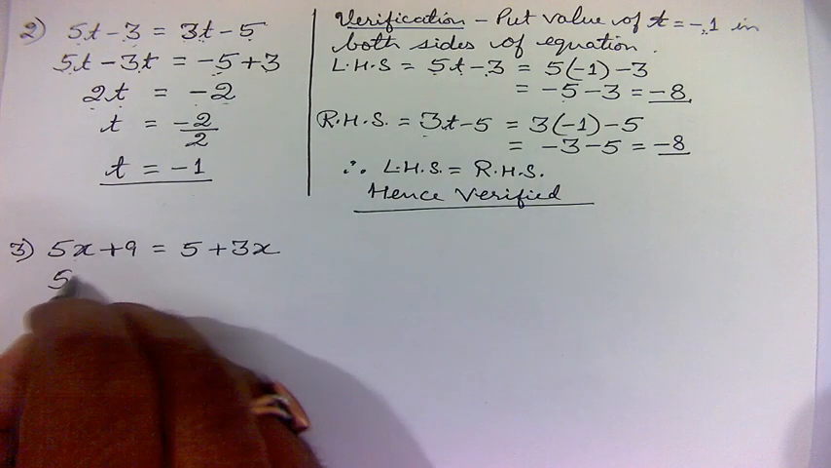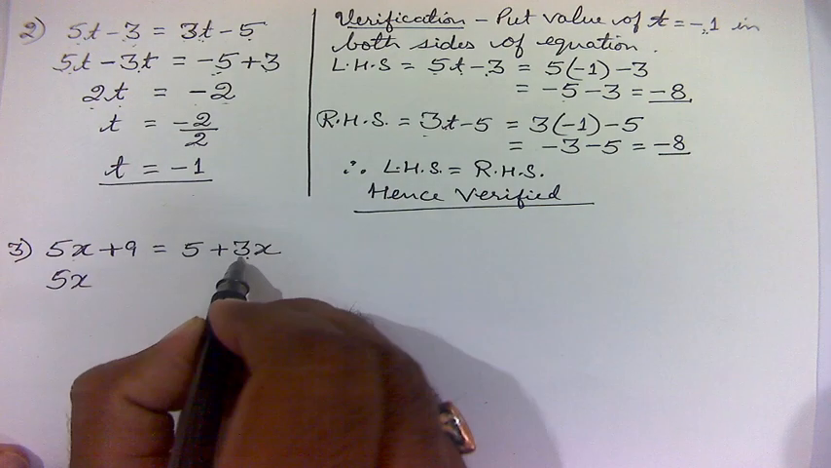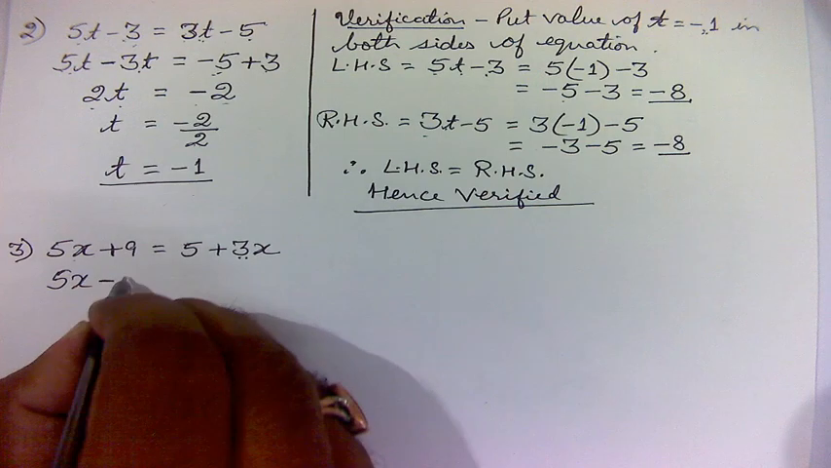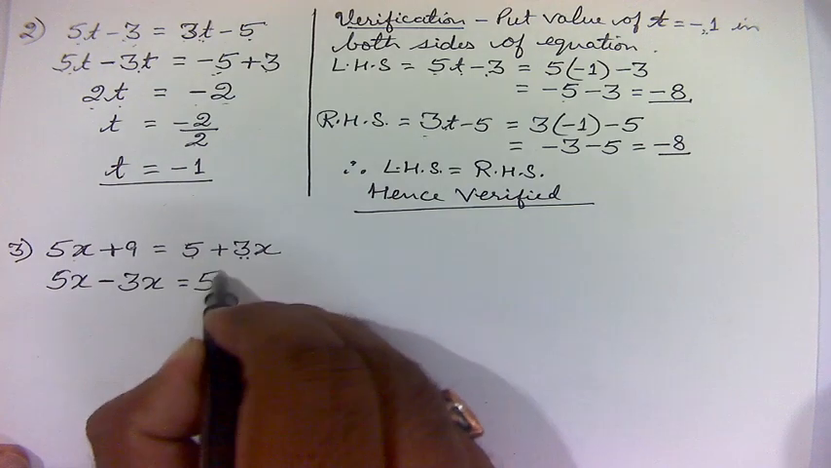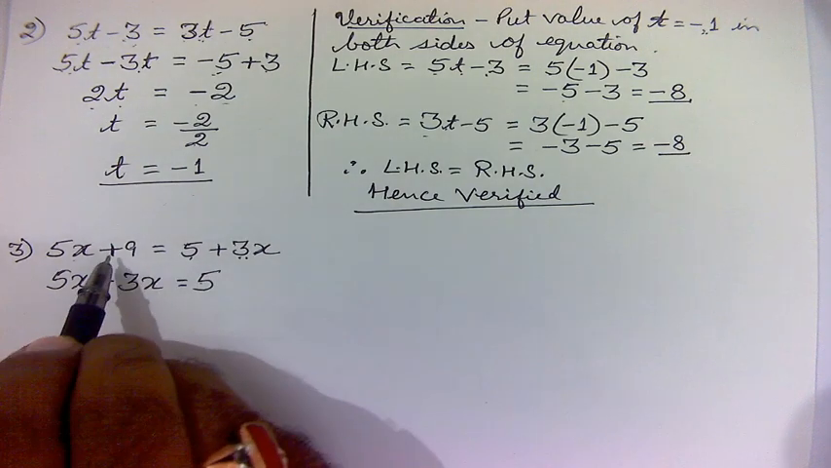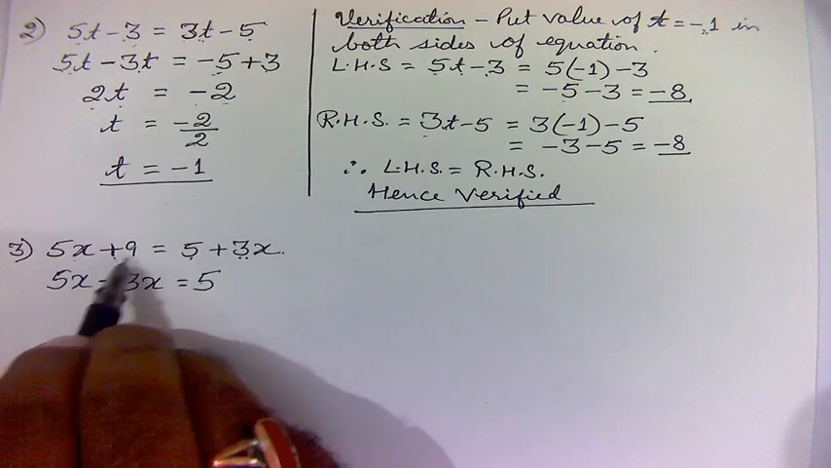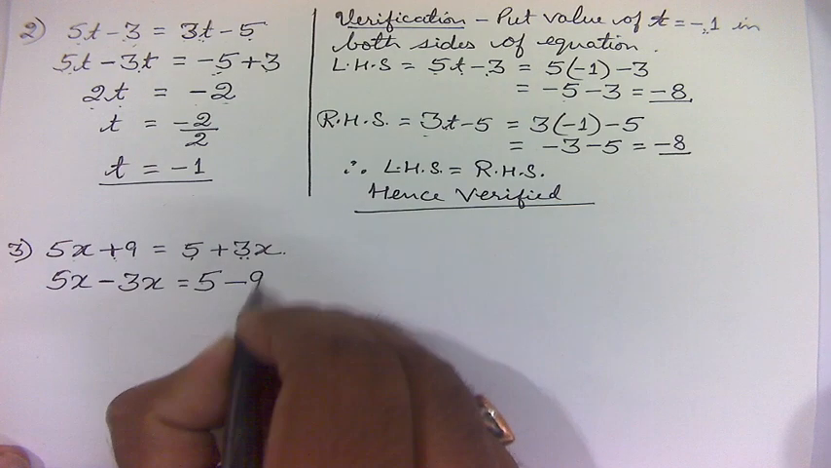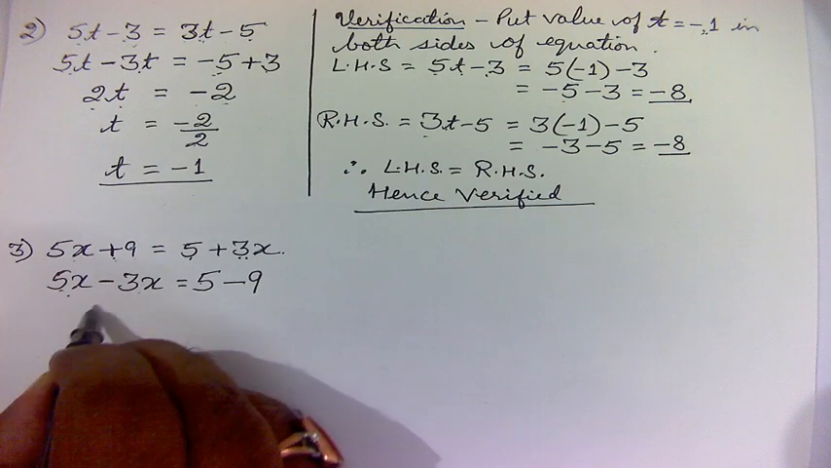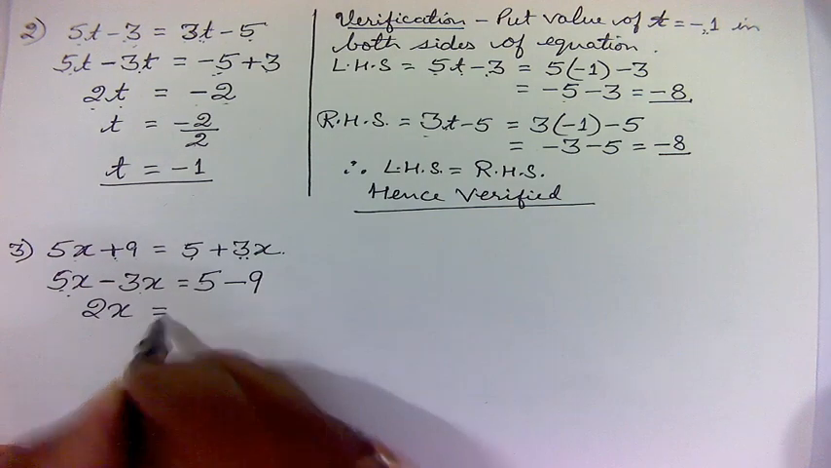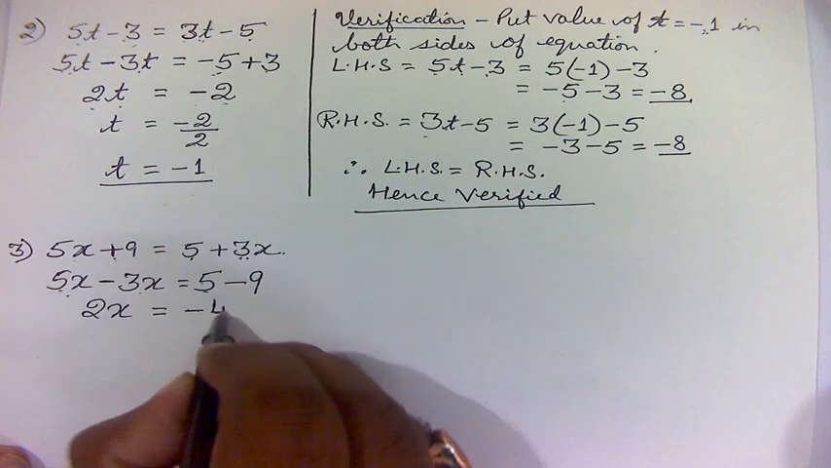So what we will do? We will transpose 3x from right to left. On the right hand side it is plus 3x. So here it becomes minus 3x, and you are left with 5 on the right side. Now this plus 9 from left hand side will be transposed to right hand side. So plus 9 on the other side will become minus 9. Now 5x minus 3x, it is 2x equals 5 minus 9, it is minus 4.